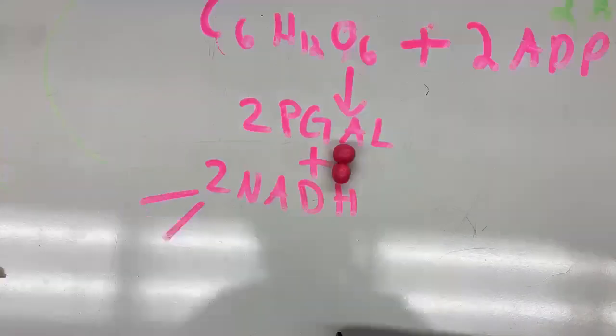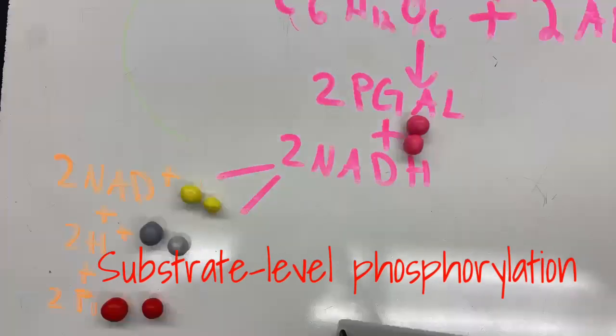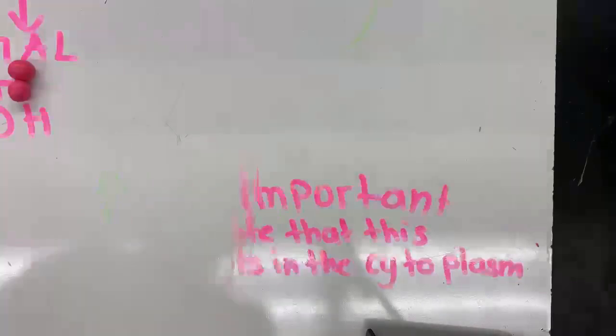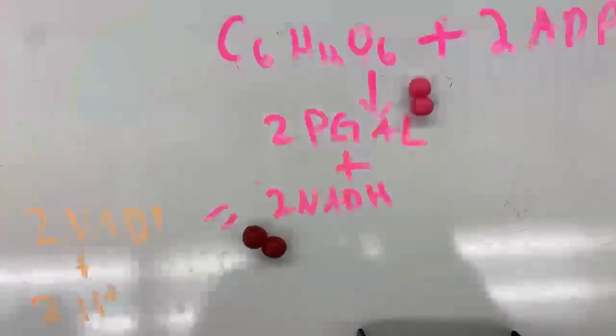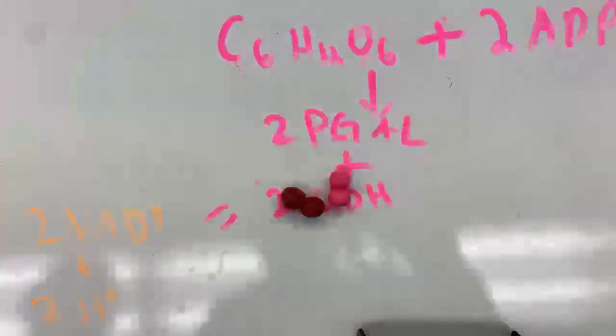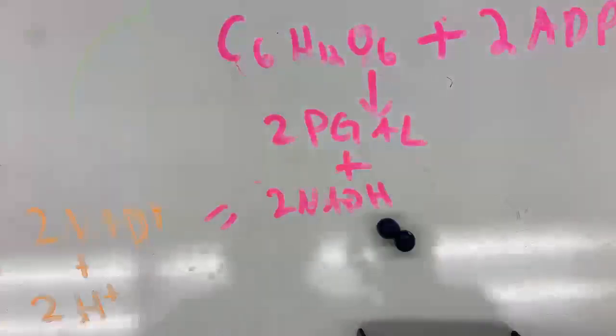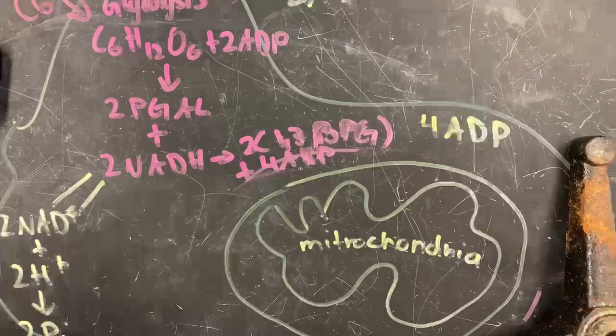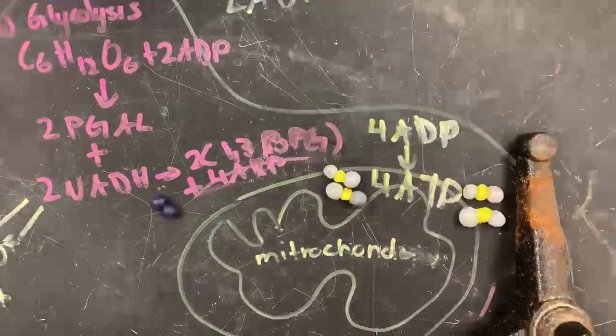These ATP molecules are produced by what is called substrate-level phosphorylation. It is important to know that this occurs in the cytoplasm. Substrate-level phosphorylation is a direct enzymatic transfer of a phosphate to adenosine diphosphate, or ADP. The amount of ATP produced by substrate-level phosphorylation in glycolysis, however, is relatively small.